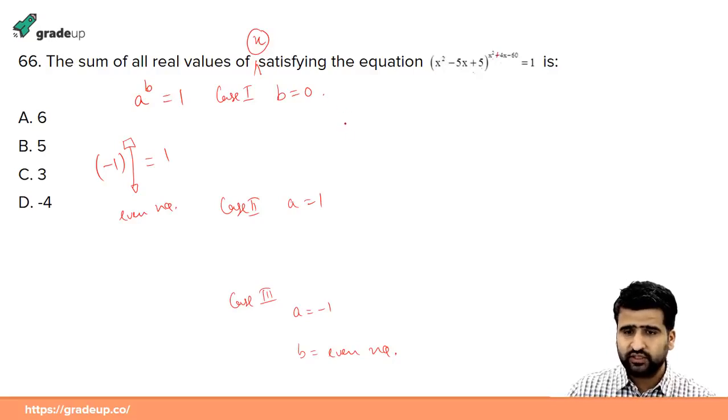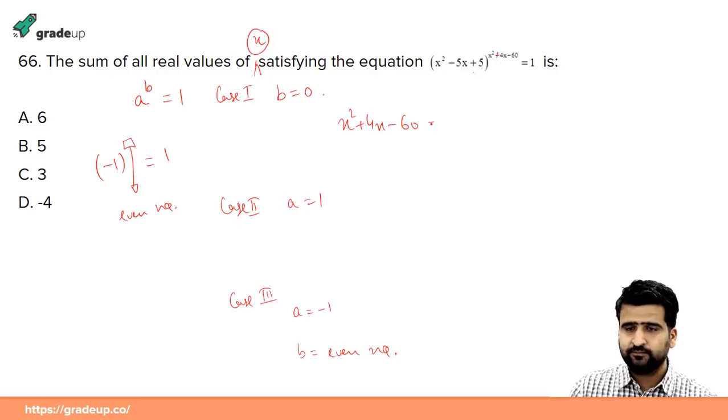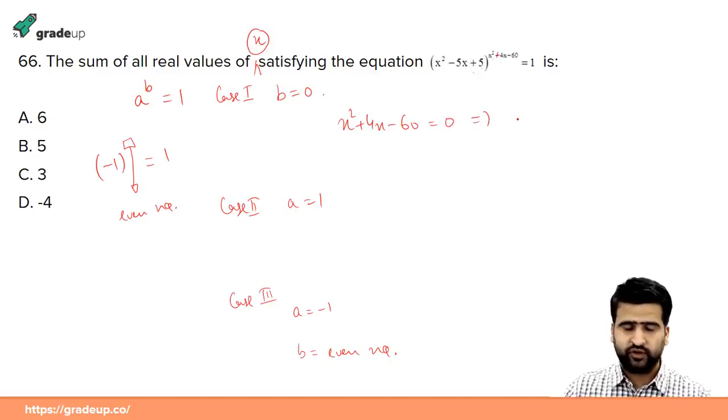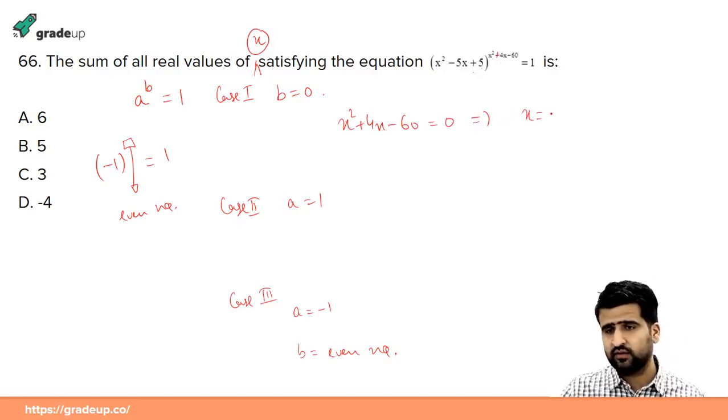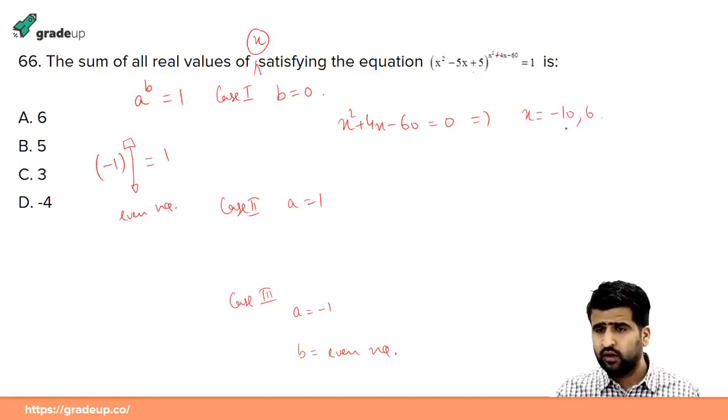So if b is equal to 0, first let's see this case. x square plus 4x minus 60 is equal to 0. So you get 2 values of x. The first one is minus 10 and the second one is 6. I am not solving the quadratic equation altogether. So these are the 2 values which we'll get.